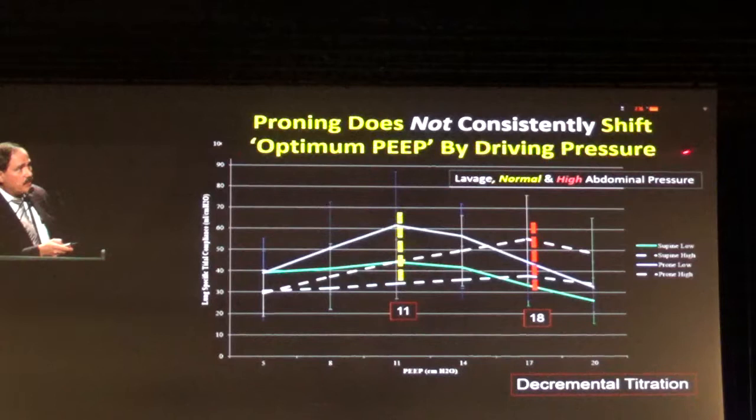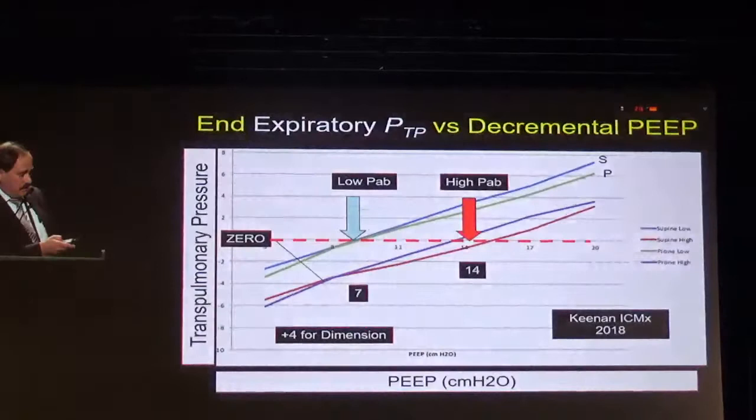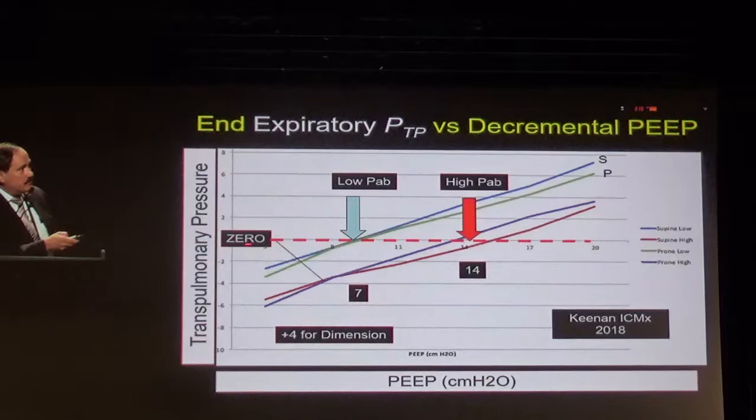I don't have a lot of time to go through this, but basically the supine and prone positions peaked at the same values even when the chest wall was stiffened by increasing intra-abdominal pressure. And as far as the esophageal pressure is concerned, here's the transpulmonary pressure and zero transpulmonary pressure a la Talmor and Loring. We found, again, whether the abdominal pressure was low or high, it crossed the zero point at the optimal peak point at approximately the same point as expected based on the driving pressure.